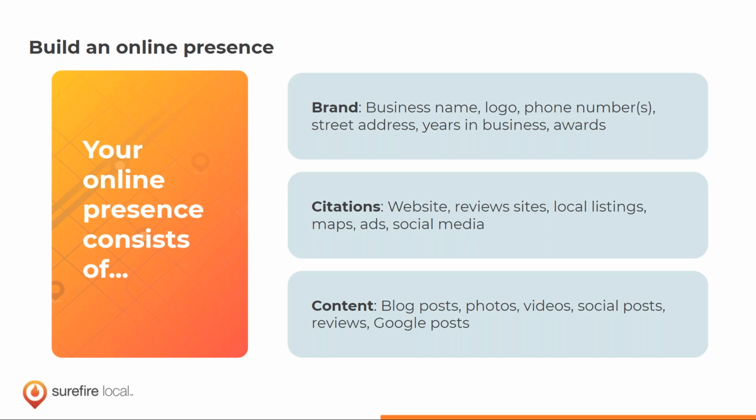Your online presence is a part of it. Your brand includes your name, your logo, phone numbers, an address, and years in business. This is all stuff that helps people know who you are, that you're a solid piece of the community, and that if they work with you, you have the tenure to do a great job for what they're looking for. Citations are the same type of information on your different sites: your website, review sites, and local listings. These are all solid pieces of information that help people when they're researching you and prove that you are who you say you are, like we've talked about.